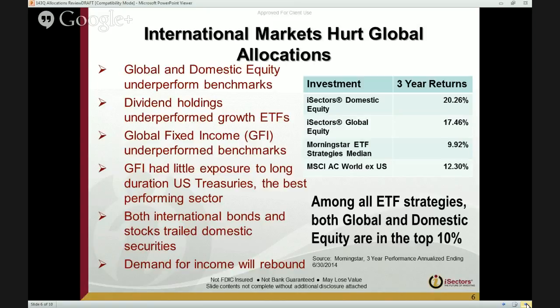Again, even with the underperformance in the third quarter, the iSector domestic and global allocations have earned very attractive returns over the past 3 years compared to most ETF strategies and the international benchmarks, such as the MSCI All Country World ex-US Index. In fact, the domestic equity allocation is 10th in the Morningstar ETF Strategies database in 3-year performance.